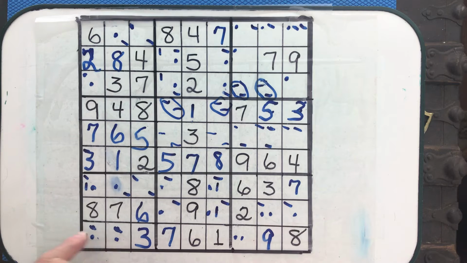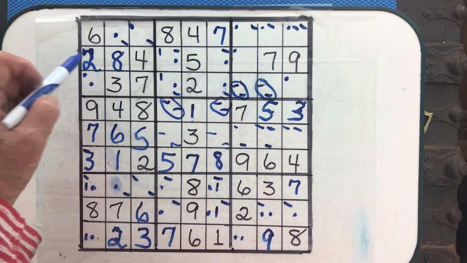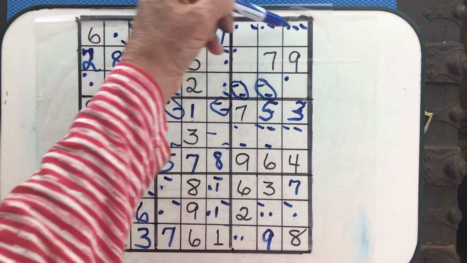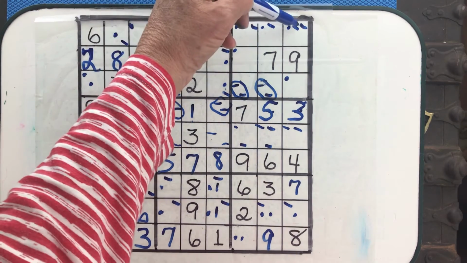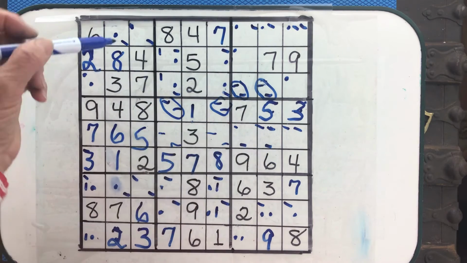Coming down here, I see I had 2 2's going. Have to eliminate that one, which means this has to be my 2. So now I'm left with a 4 and a 5, 4 and a 5 here. 2, 2, my 2's there. So now we have 1, 2, 3. Here's a 3, here's a 3.